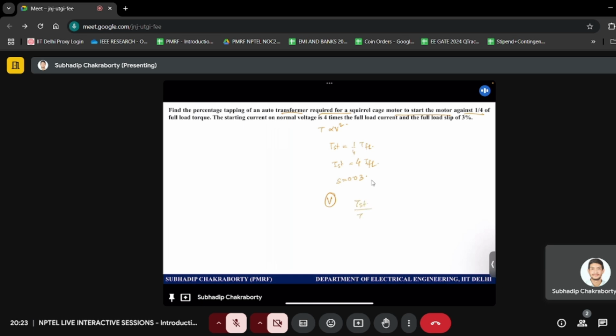So T start by T full load, I can write is 1/4, which is nothing but some turns ratio square, because voltage square, you know, I starting by I full load whole square times slip. I hope you understand why we did it like this, right?